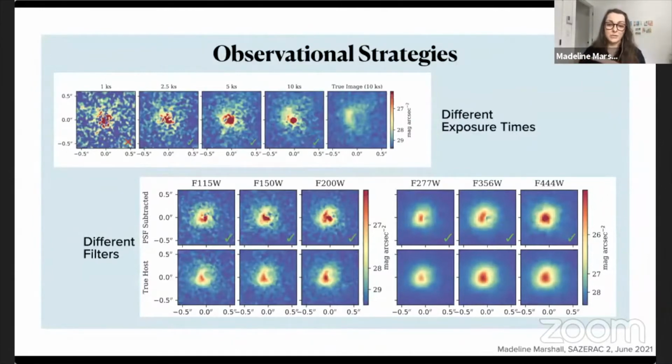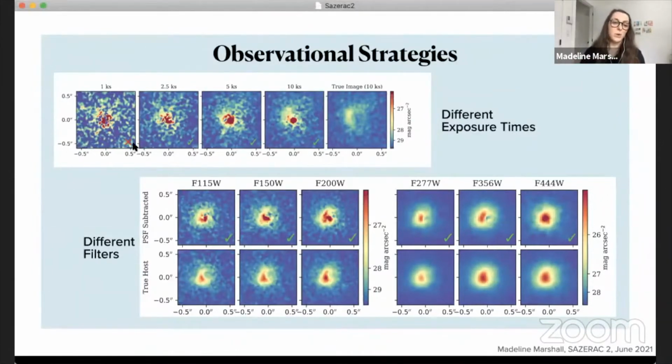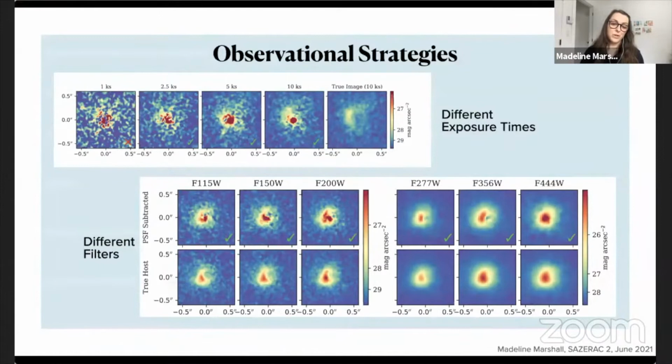We can look at different exposure times. So this is one quasar with different exposure times in the top panels. And then we can look at the different filters. So we've focused on the NIRCam broadband filters here. We've also looked at a couple of the MIRI filters as well, which I'll mention in the next slide.